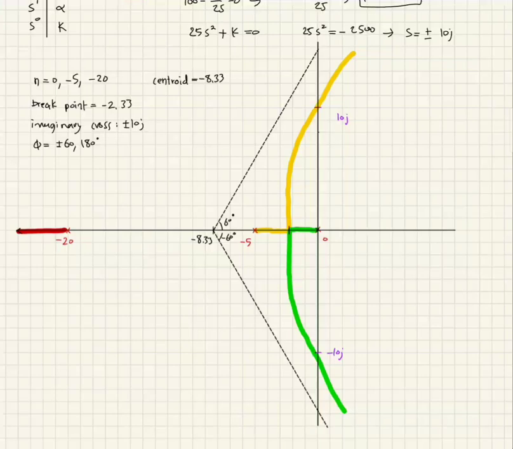This is your root locus for an imaginary axis, and again, it has no departure or arrival angle because we have no imaginary pole or zero.